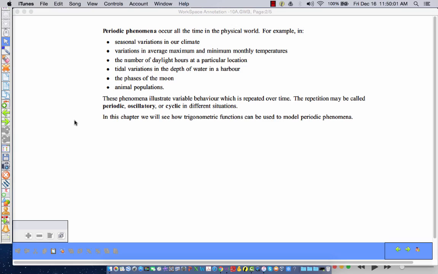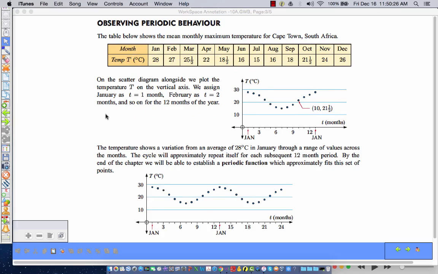A lot of what we're going to talk about today is just vocab, becoming familiar with what periodic behavior is and what periodic graphs look like. The repetition sometimes is called oscillatory or cyclic, depending on the situation. We'll stick with periodic. So here's an example.